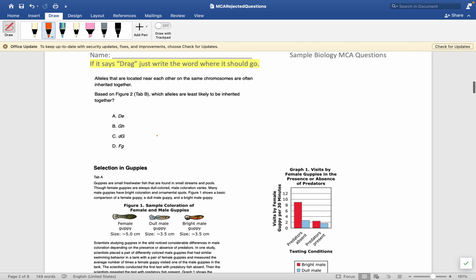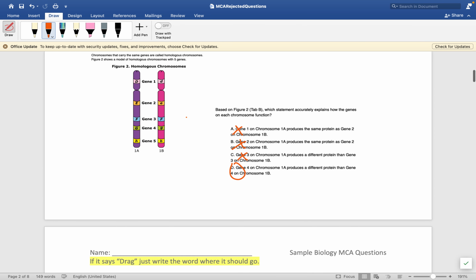Okay, moving on. Alleles that are located near each other on the same chromosomes are often inherited together. Based on figure 2, which alleles are least likely to be inherited together? That means that they are far apart. So if I scroll back up here, my options are D and E. Okay, there's some space. That could be the answer.